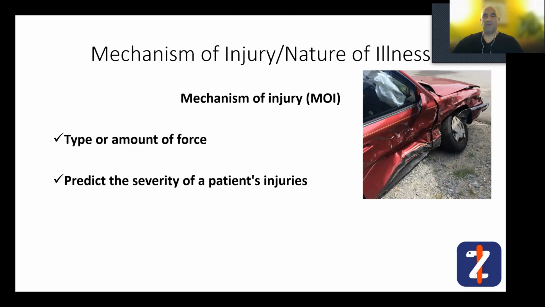All right. So the mechanism of injury is interesting. Here we have a motor vehicle crash. Obviously, we see the impact. So when we get to the scene, we're looking at all these different clues. We're looking at the wheel. We're looking at the airbag. We're looking at how it's dented.